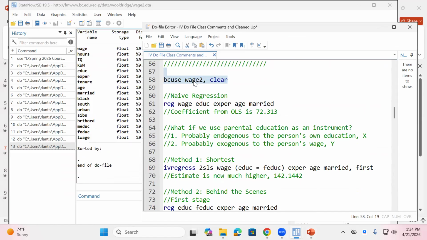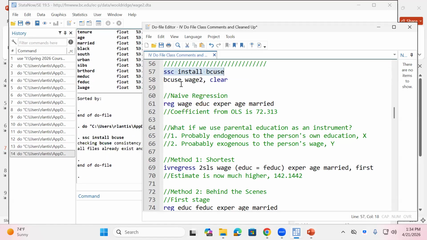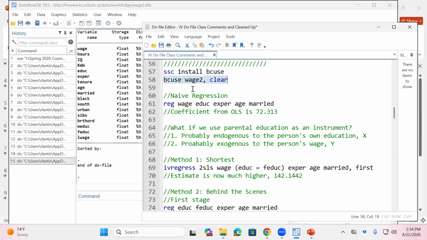So I open up this free data. I think I've had it installed here, but I think you have to run this install. So no, it's ssc install and then bcuse. This gets a bunch of free data sets. If you've already done this on your device, you shouldn't have to run this again. We'll open up this free wage2 data set.